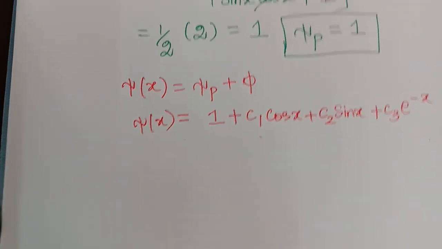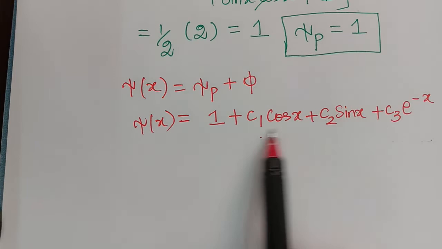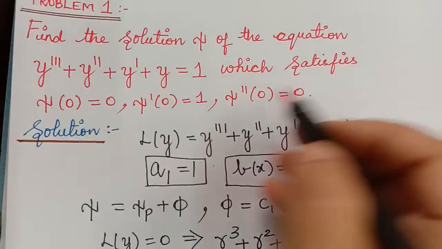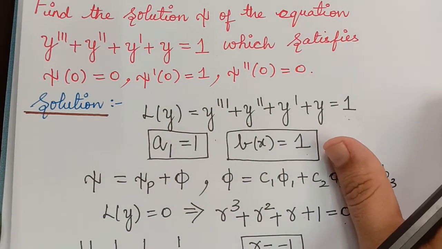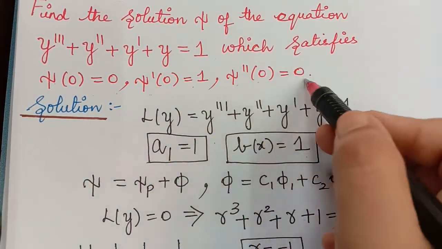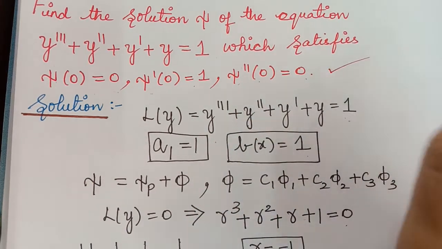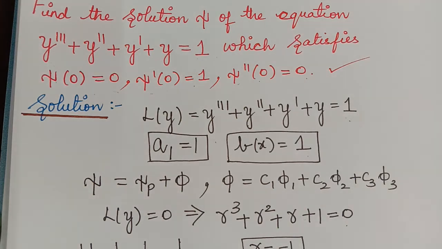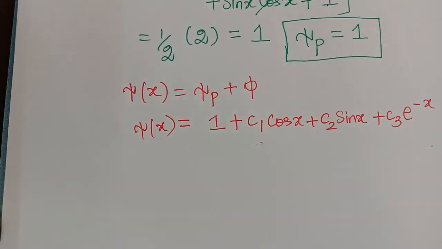Now to evaluate c1, c2 and c3, in the question they have given some initial conditions. That is, xi of 0 is 0, xi dash of 0 is 1, xi double dash of 0 equal to 0. So using these conditions, we can evaluate the constants c1, c2 and c3. So let us see that now.